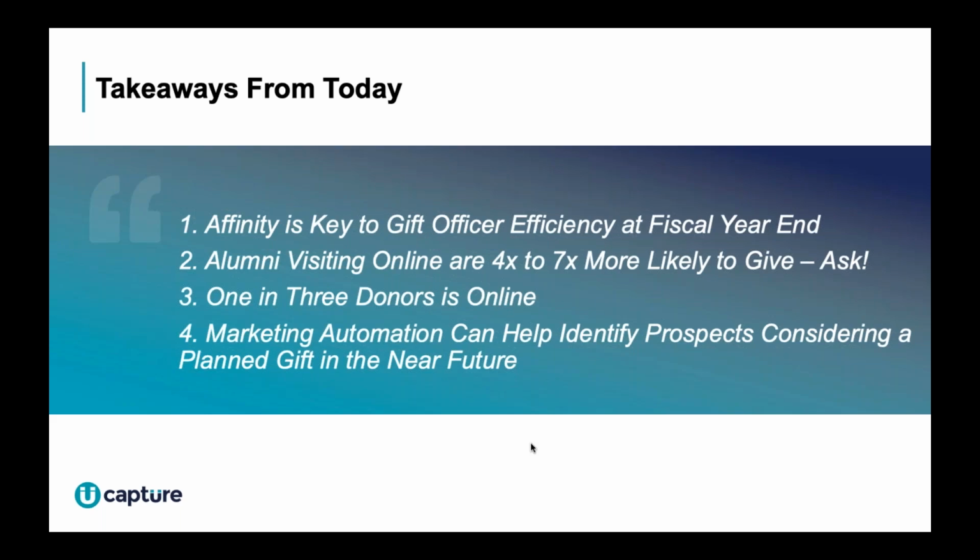And then lastly, marketing automation is a wonderful way to identify prospects considering a planned gift in the near future. So if you remember the example of Amy, who visited the planned giving site, then went to the scholarship page 3 different times over the course of a month before returning to the planned giving site to download multiple resources. It's a wonderful indicator of which relationships we need to prioritize in the planned giving space and how we can start to prioritize those relationships before fiscal year end.